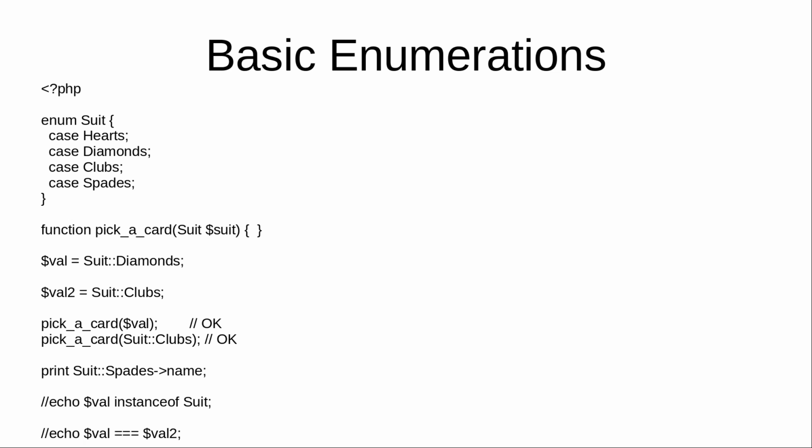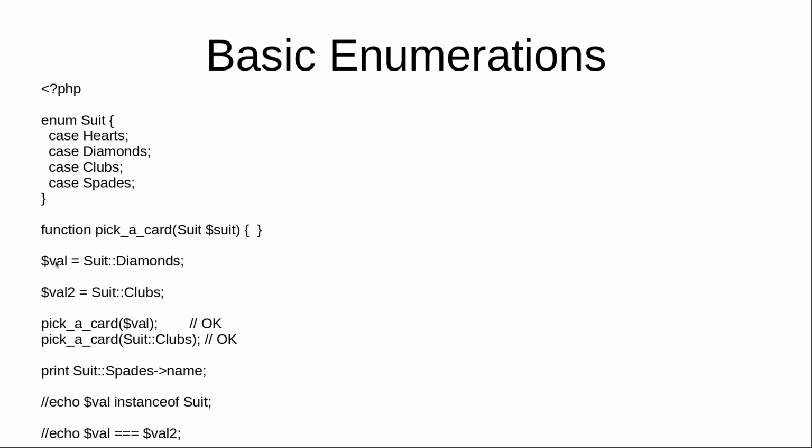So we have an example here. Instead of defining constants, I'm defining an enum type Suit, and in the Suit block I'm defining four values: Hearts, Diamonds, Clubs and Spades. Then I have a function called pickACard, and this function accepts only Suit type variables, and if I pass in a string or any other type, it will throw an error.